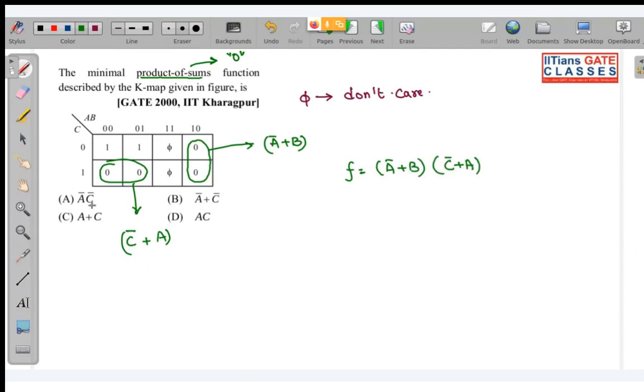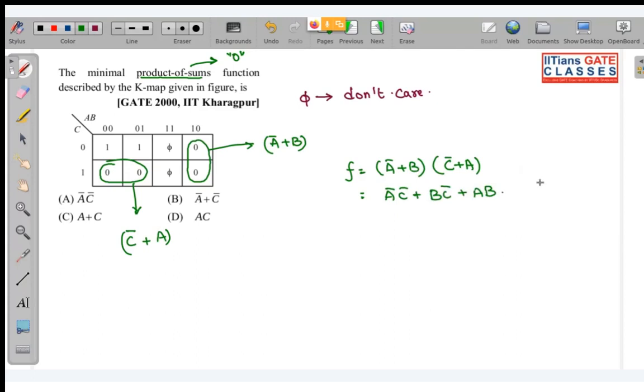So you can see none of the options will match. You need to solve this once again. Like if you solve this, it will be A complement C complement plus A complement into A, that is 0. Then this will be what? B C complement plus AB.